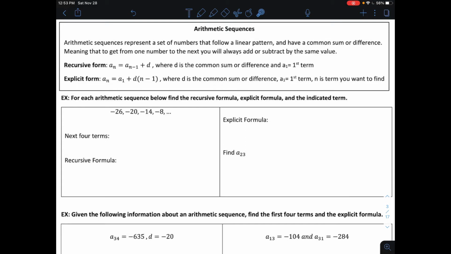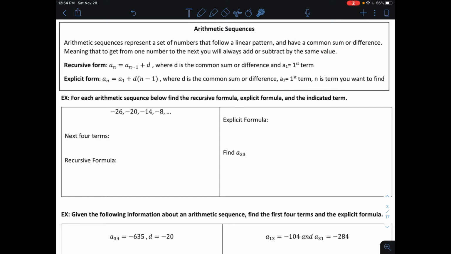In this video, we're going to look at a special kind of sequences, and we're going to focus on arithmetic sequences. Arithmetic sequences represent a set of numbers that follow a linear pattern. So basically, linear patterns mean that I'm going to be constantly adding or subtracting the same number every time to get from one number to the next. And we call that number we add or subtract the common sum or common difference.